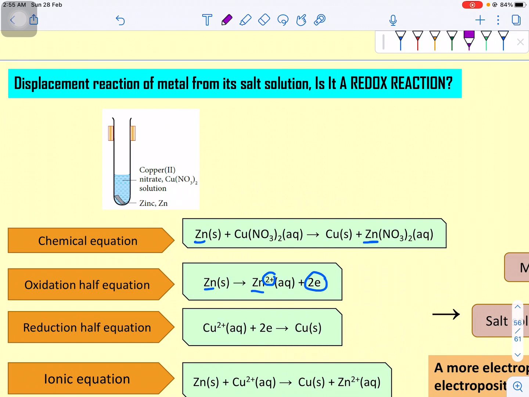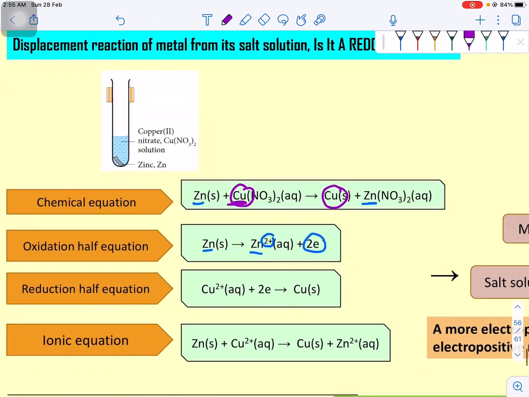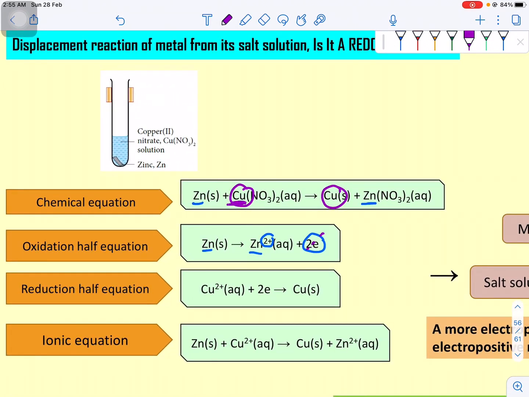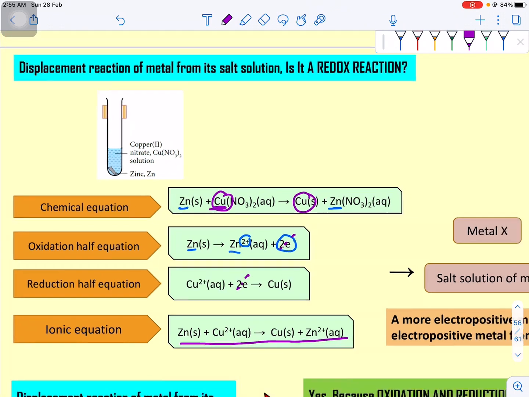And then another one yang ada perubahan adalah daripada copper nitrate. Copper in copper nitrate adalah copper(II) ion turns to copper atom. So yang berubah ni yang kita ambil untuk buat redox reaction. So Cu2+ turns to Cu melibatkan dua elektron. Elektron berada di sebelah kiri, and then for the ionic equation we just cancel the electrons and copy kiri sama kiri, kanan sama kanan, and we get this ionic equation.